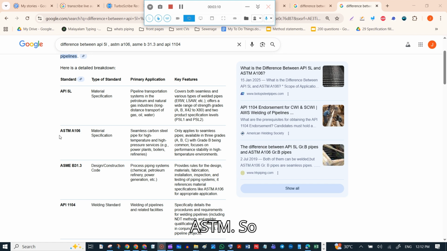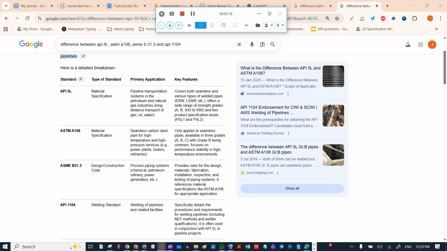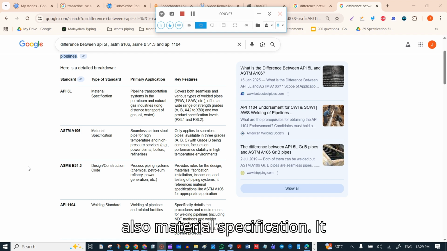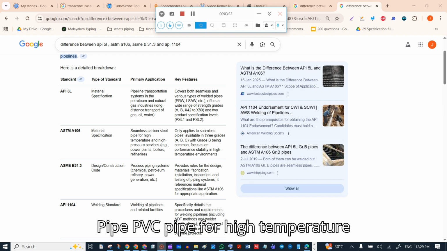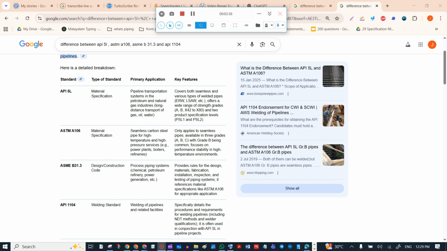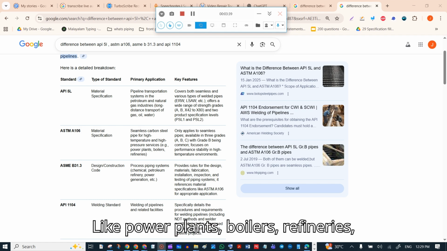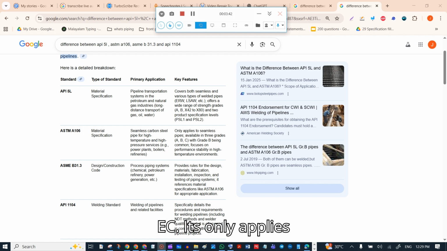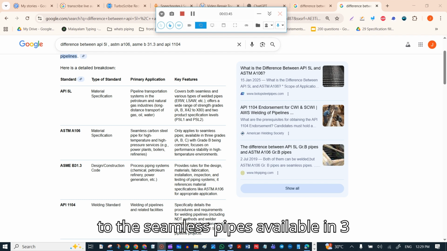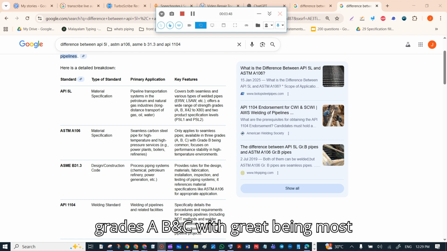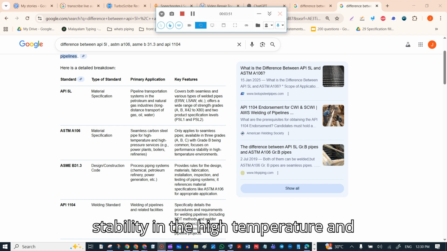Next, ASTM A106. It is also a material specification. It is for seamless CS pipe for high temperature and high pressure service like power plants, boilers, refineries, etc. It only applies to seamless pipes, available in three grades A, B, and C, with grade B being the most common. It focuses on performance stability in high temperature environments.